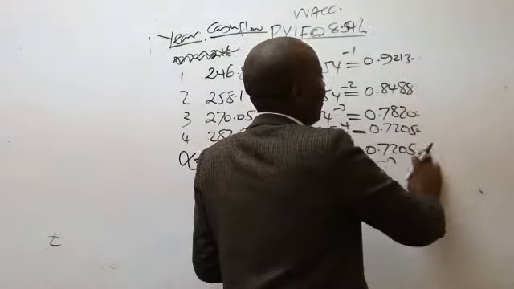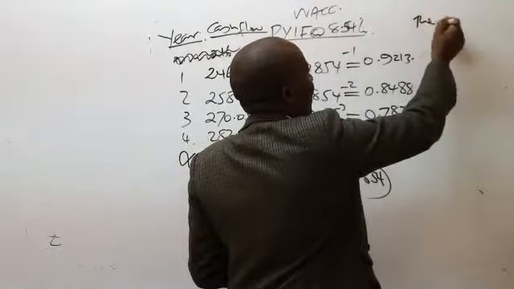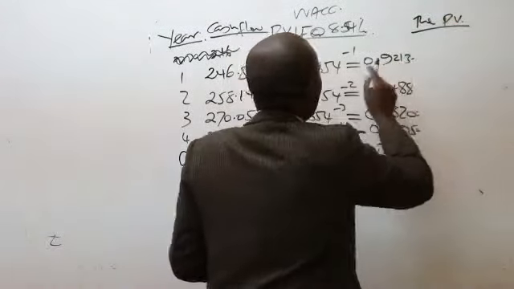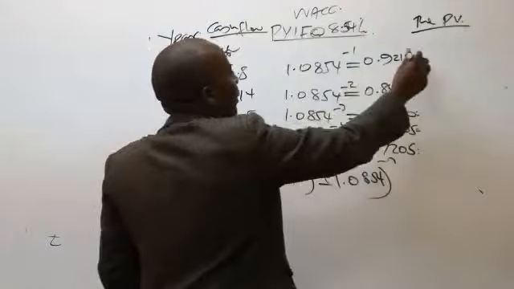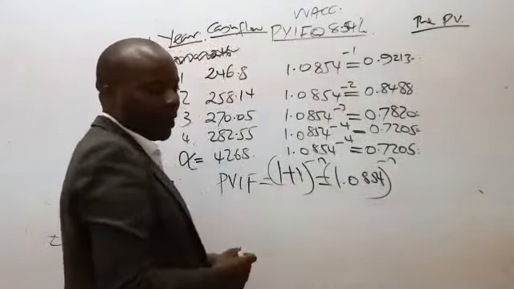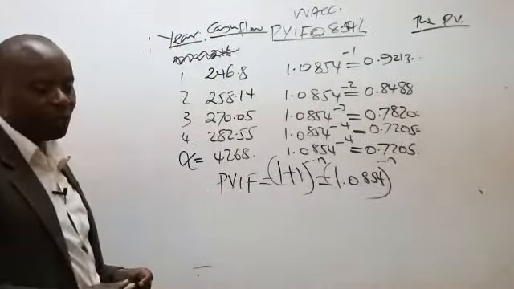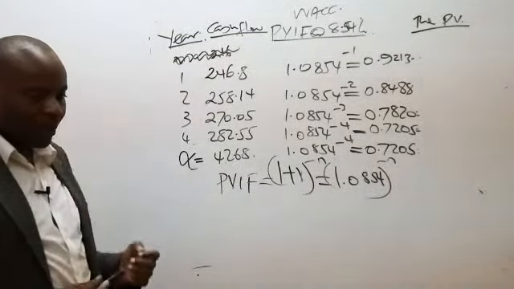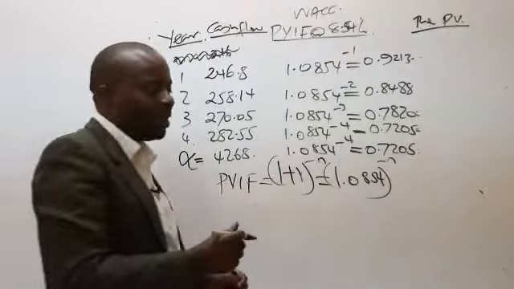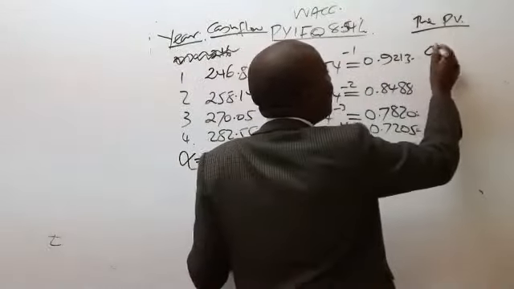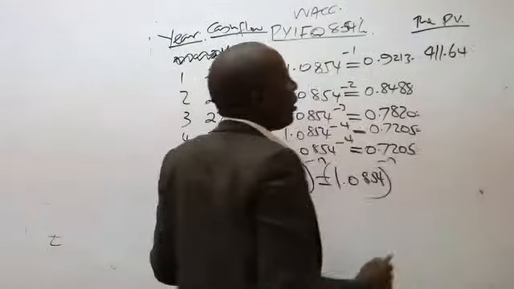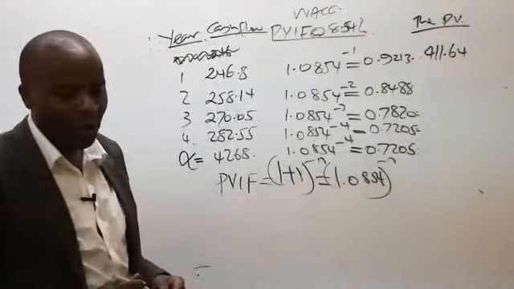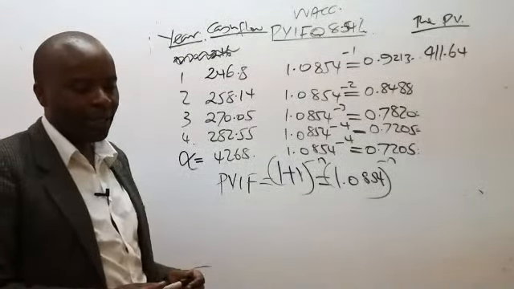Not PVIFs, but the present values. So you multiply this and this. Give me two decimal places. So Caro tells me the first one is 411.64. The second one is how much?